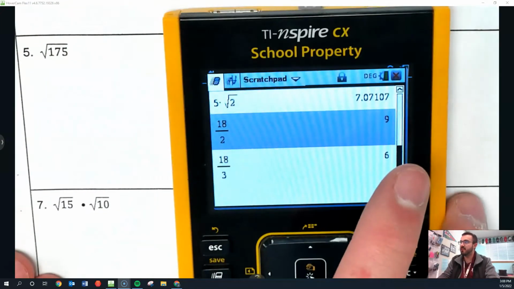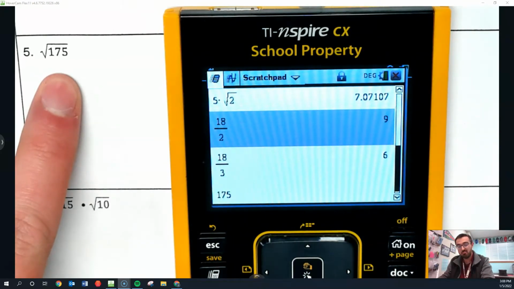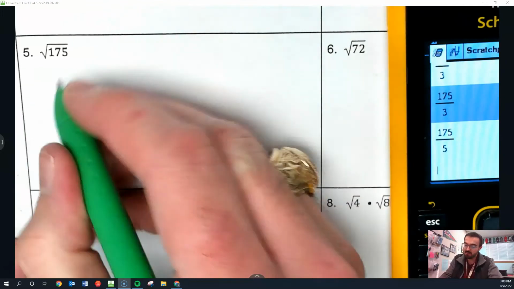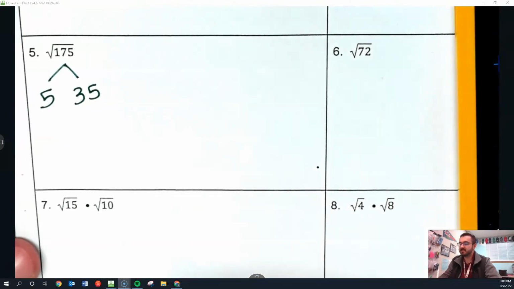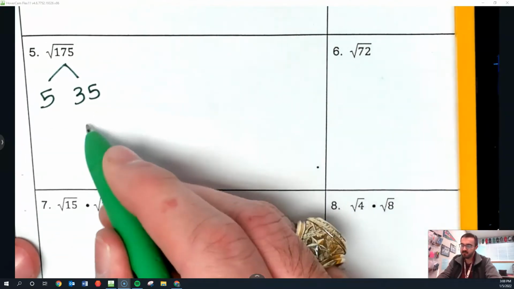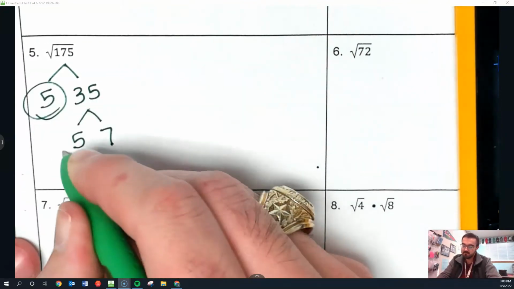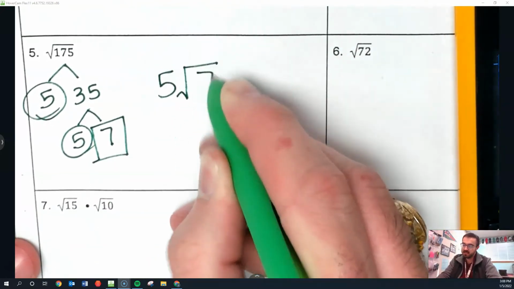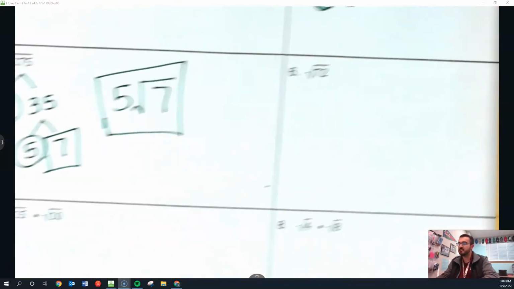175, you might not know anything that goes into 175. It's an odd number, so we know we can't use 2. Let's try 3. Still can't work. What about 4? No, that wouldn't work. 5, 35. How about we try that? 5 and 35. Is 5 prime? Yep, so we're done. 35 can break down into 5 and 7. Those are both prime. Got a pair, so it's going to go outside. We got a box, so it's going to go inside. 5 root 7.